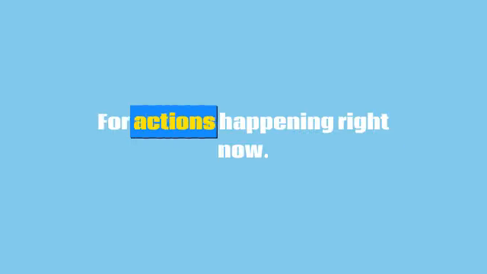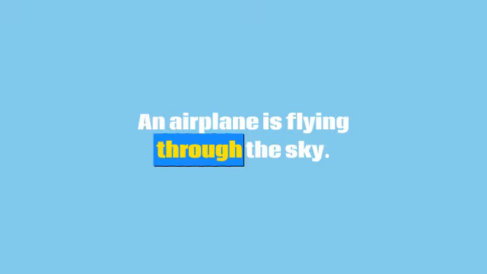2. Present continuous, for example, I am studying. Use: for actions happening right now. Examples: You are watching this video. I am speaking on camera. An airplane is flying through the sky.